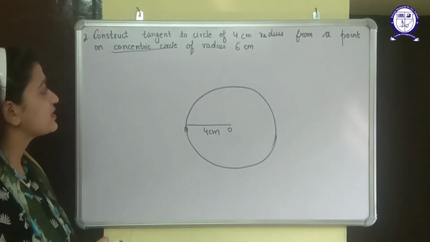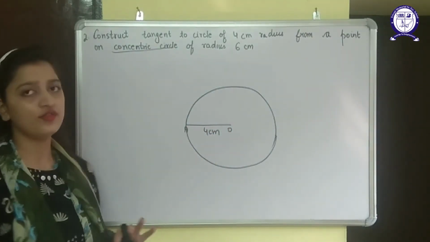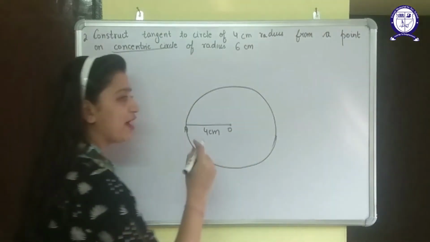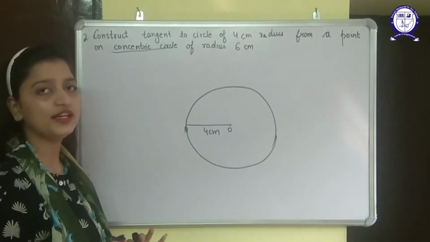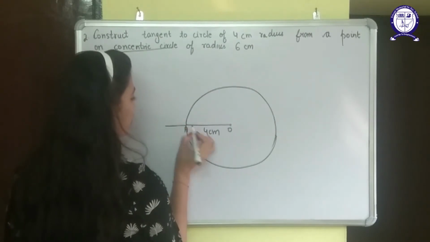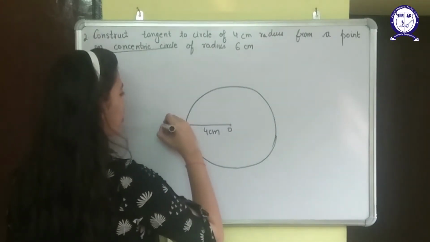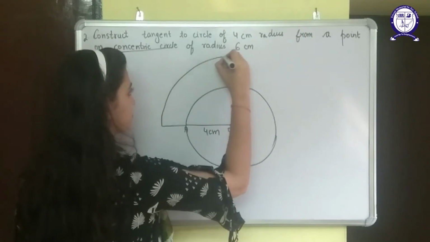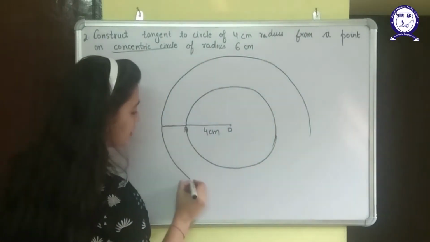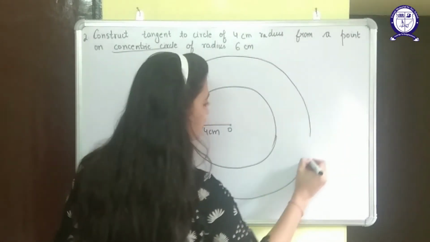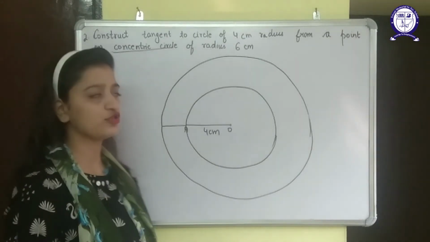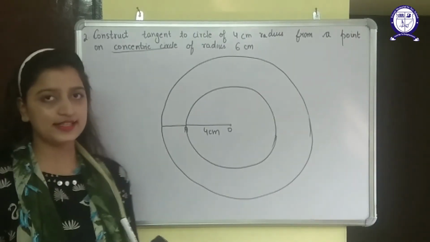Now it says there is a concentric circle of 6 cm, that is with the same point O. Now I have one more circle, but now the radius is 6 cm. So I can extend this line 2 cm more, and I can draw another circle like this. This will be my concentric circles of radius 4 cm and 6 cm.